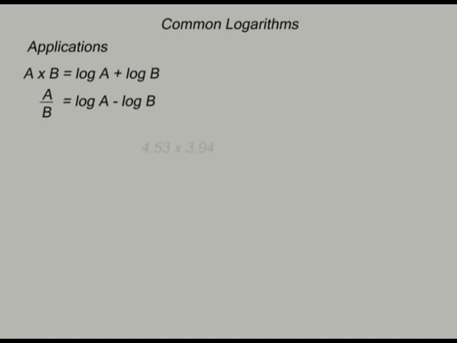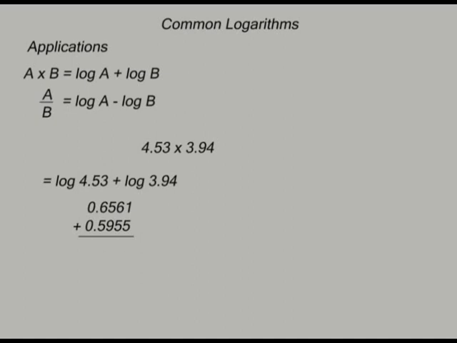For example, 4.53 times 3.94. This is equal to the log of 4.53 plus the log of 3.94. From the tables, log 4.53 is equal to 0.6561, and the log of 3.94 is equal to 0.5955. When we add the two logs, we get 1.2516.